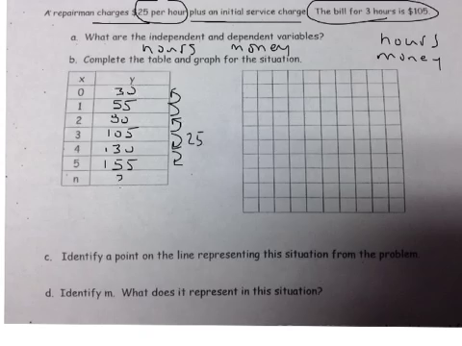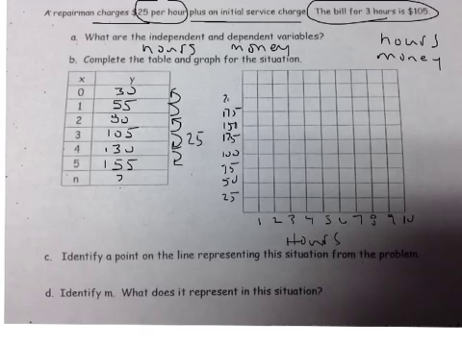I'm going to hold off on my equation and go down here and go ahead and plot this. This is my hours: 1, 2, 3, 4, 5, 6, 7, 8, 9, 10 hours. This is my money, and I'm going to go by 25s. 25, 50, 75, 100, 125, 150, 175, 200. I'll stop there for now.